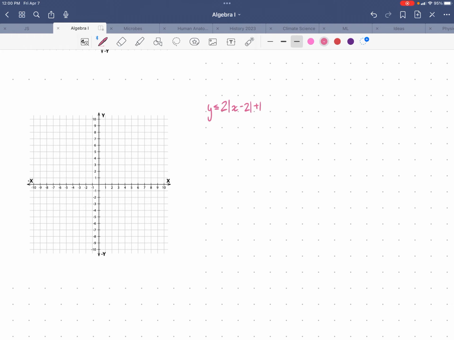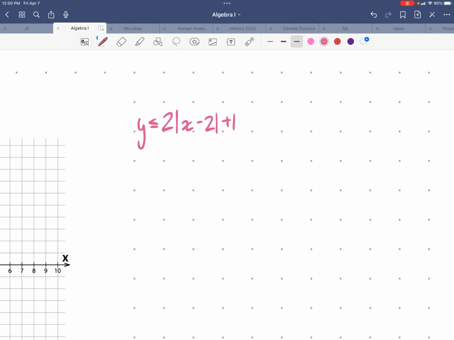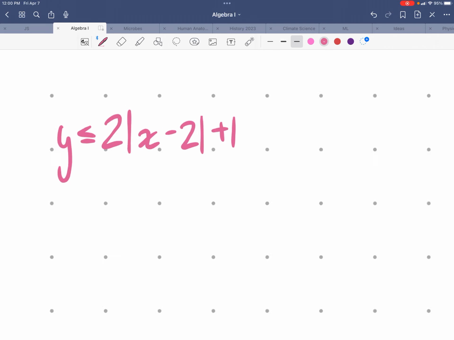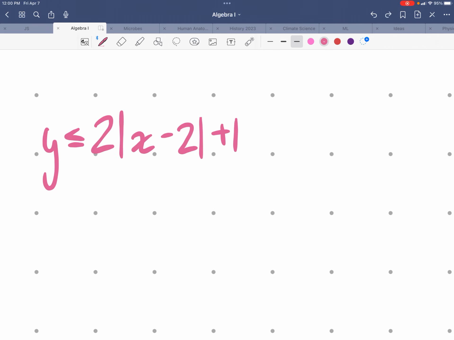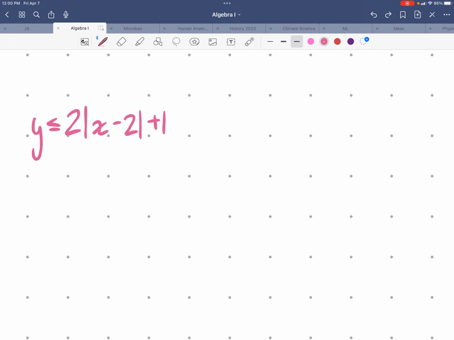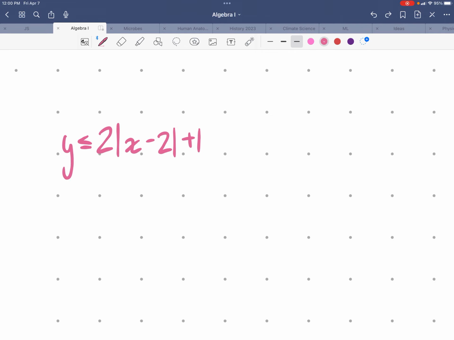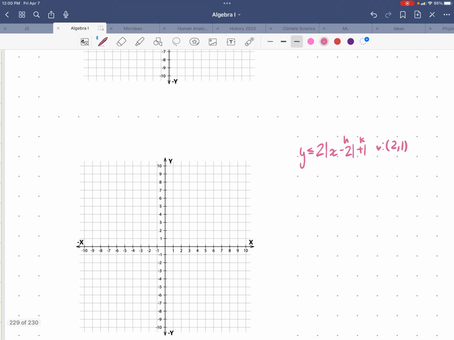And for our final problem, we have y is less than or equal to 2 times the absolute value of x minus 2, plus 1. And notice that there is no square here, so don't accidentally square your values. So first, let's get the vertex. And since our equation is quadratic in the x, h will be on the inside, k will be on the outside. Therefore, the vertex of our parabola will be 2, 1.